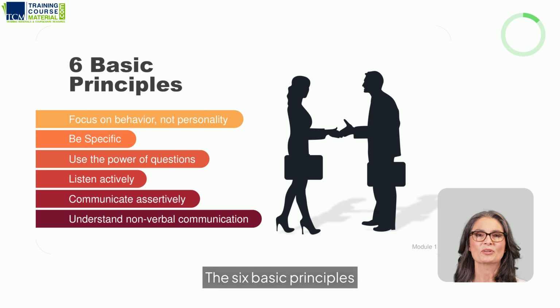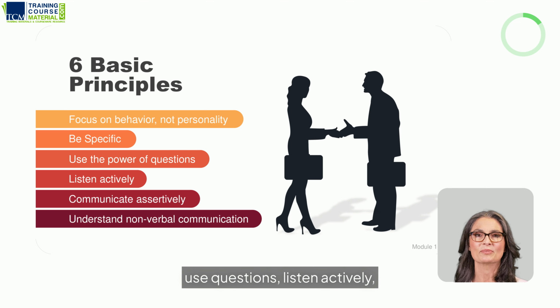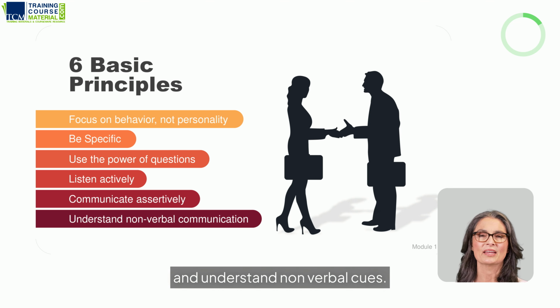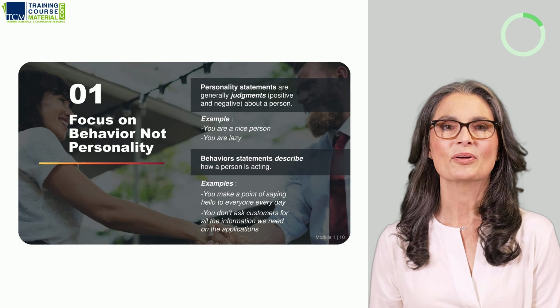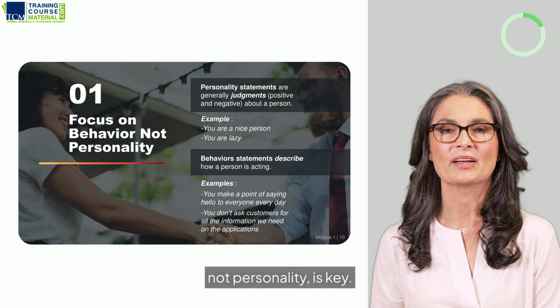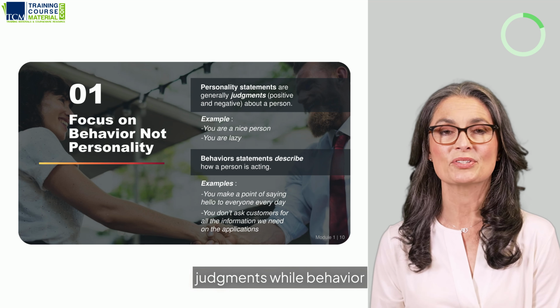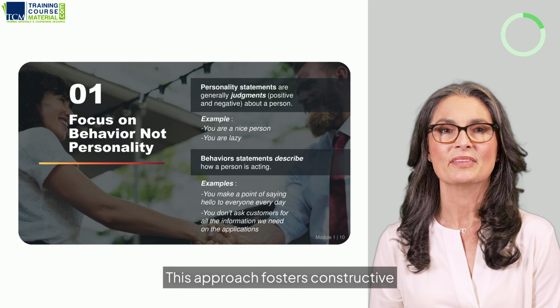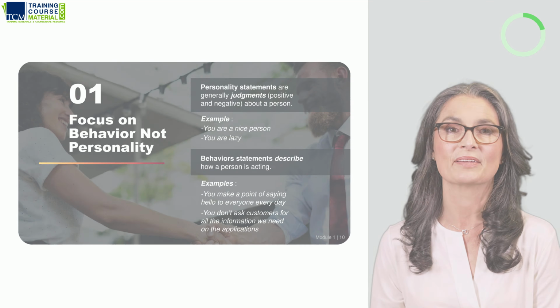The 6 basic principles of communication are crucial for effective interaction. Focus on behavior, be specific, use questions, listen actively, communicate assertively, and understand nonverbal cues. Master these to enhance your communication. Focusing on behavior, not personality, is key. Personality statements are judgments, while behavior statements describe actions. This approach fosters constructive feedback and positive interactions.